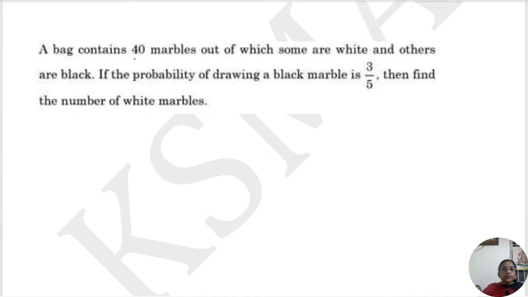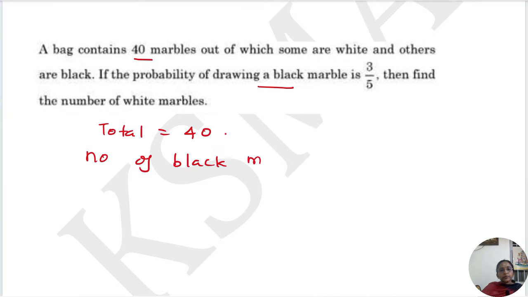A bag contains 40 marbles, out of which some are white and others are black. So we don't know the count of white and black. If the probability of drawing a black marble is 3 by 5, find the number of white marbles. So here it is given total is 40 and we don't know the count of black marbles. So let us assume the number of black marbles is equal to n.